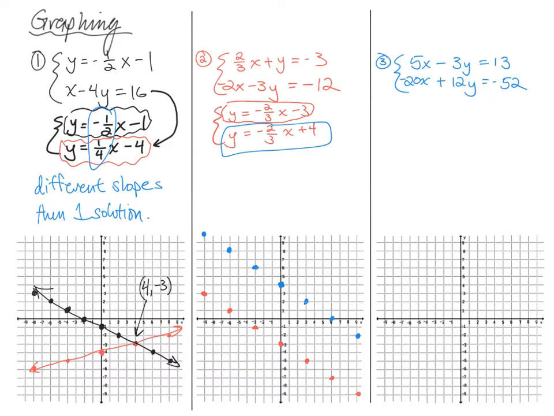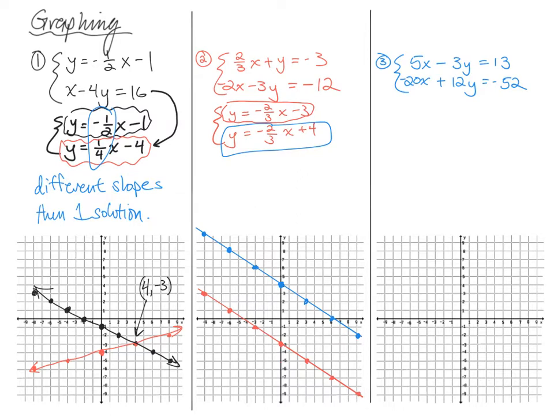And if you come through and draw these lines, you'll notice that they are parallel. And what that means, as you probably remember, is that they will never ever cross. They will never ever touch. They will never cross. They will never intersect.